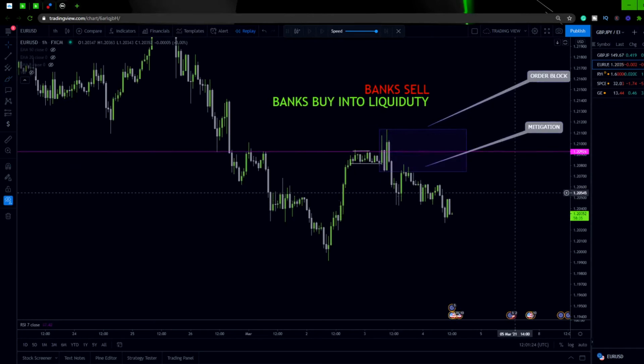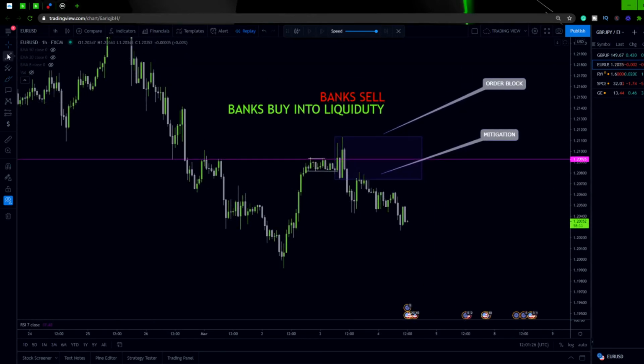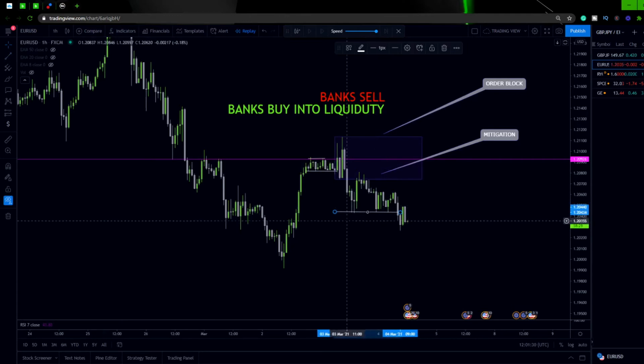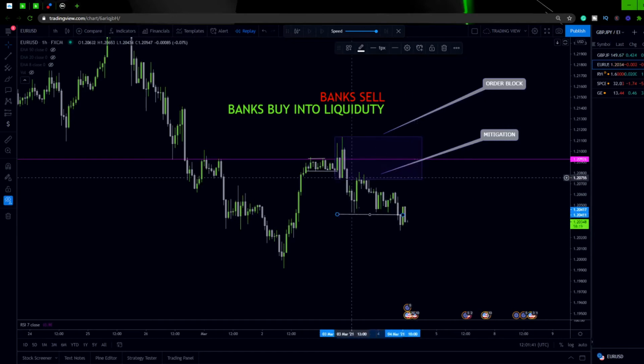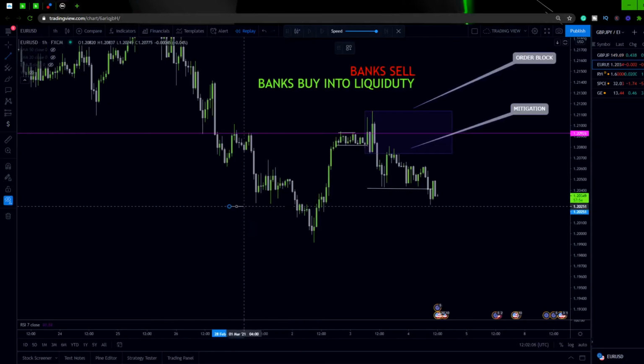Now we can see this happen time after time. Even in a situation like this here, we've got a nice level of support. It gets respected, and as you can see, bang, we drop below, and then we start to push up. Now, this isn't going to be the case in every single area. But we can see a similar situation here.